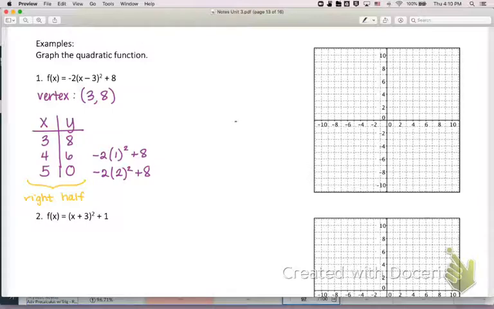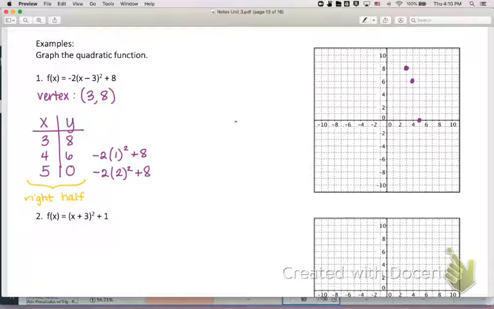So we're going to graph those 3 points and then reflect it over our axis of symmetry. So (3, 8), (3, 8). There's our first point. Because a is negative on this one, our parabola is going to open down, which makes sense with our points. (4, 6), and then (5, 0). That's half of our graph.